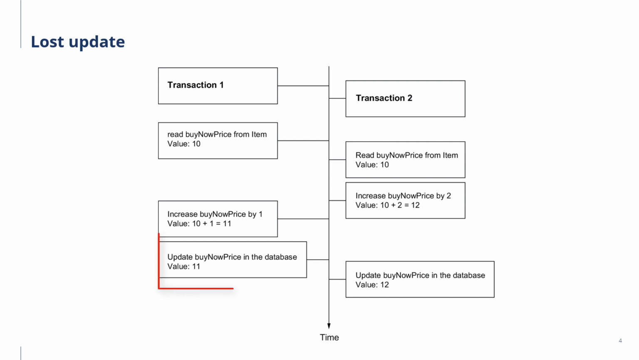This one will update the buy now price to 11. The second transaction will update to 12. And you see that we have two operations from two different transactions, increase with 1 or increase with 2, and overall one of the operations is lost. This is the lost update problem, and it should never occur in a database.